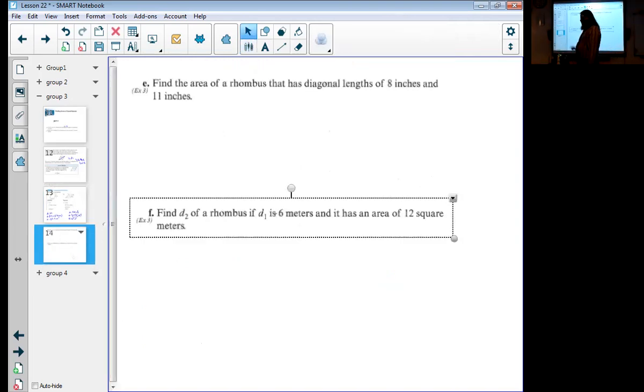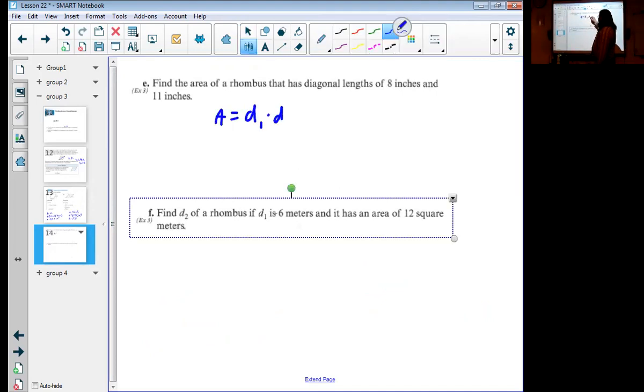So now going back to the questions from before, we have find the area of a rhombus that has diagonal lengths of 8 inches and 11 inches. Well, we know that area is equal to 1/2 D1 times D2. So you have 1/2 of 8 times 11. Half of 8 is 4. 4 times 11 is 44. Inches times inches is inches squared.